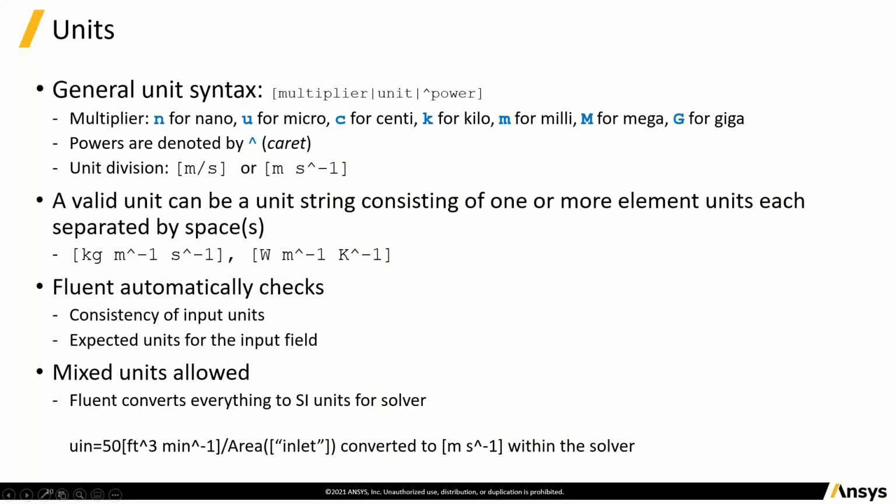Some general things on units here. So we've got all of the typical multipliers, all the way up from nano to giga there. You use a caret symbol for a power, and when you divide, you've got the choice here of meters/seconds or seconds to the -1. That's entirely up to you.